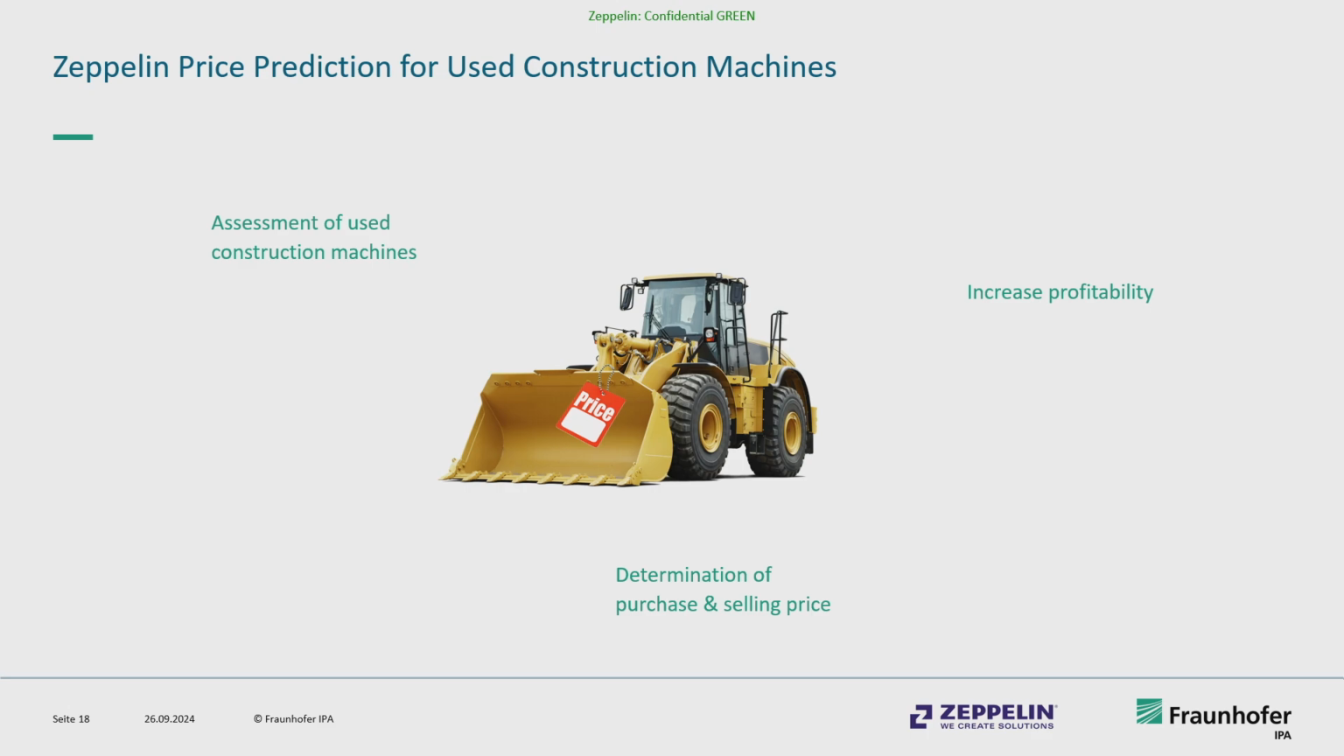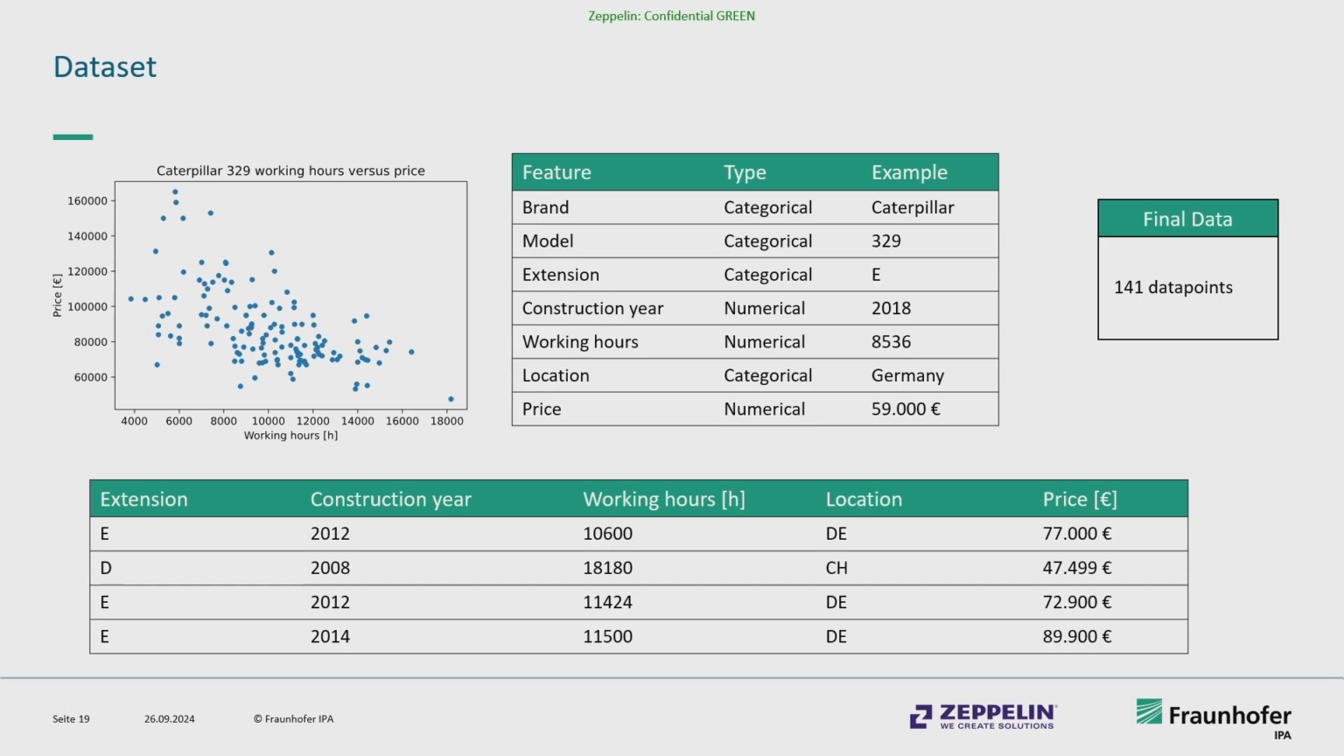And especially for the quantum machine learning part, we distilled this data set and came out with the data set that you can see here. It contains 141 data points. The distribution is depicted on the left side. The type of the data you can see in the middle, and at the bottom there is an excerpt of the data set with the extension, construction year, working hours, locations, and the price. And the price is our label, and that's exactly what we want to predict. That's what we are interested in.